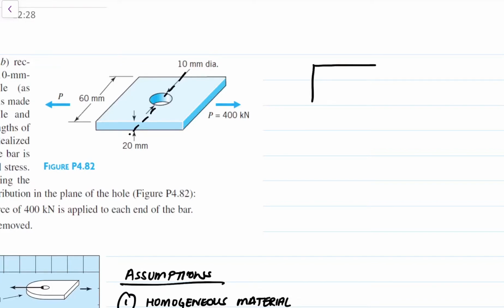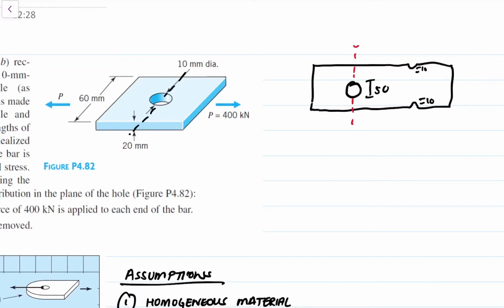So for example, if you had a bar that looks something like this, with a hole that's way off centered from the notch, you would have to evaluate, and let's say this was 10 millimeters, this was 10 millimeters, and this was 50, right? By observation, you can tell that this is going to be the area that you would consider when calculating sigma nominal.